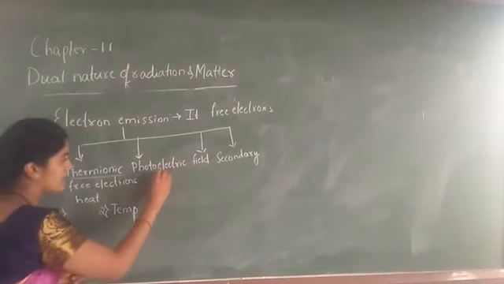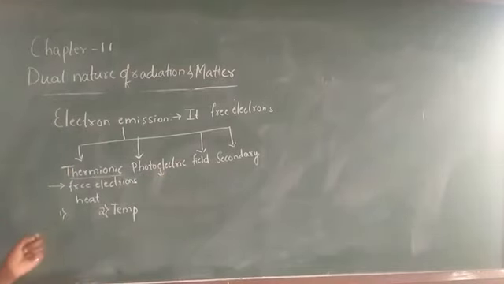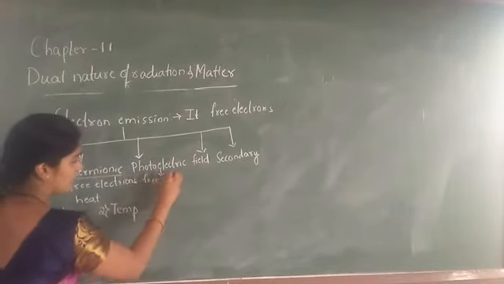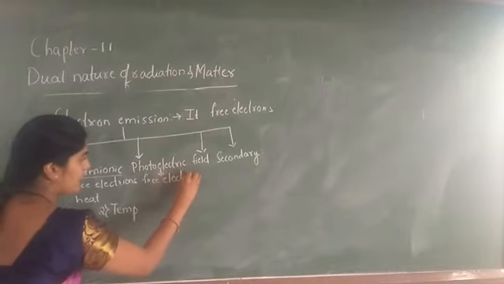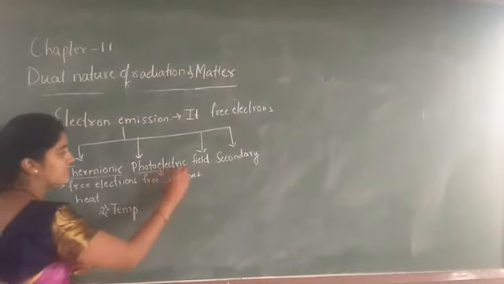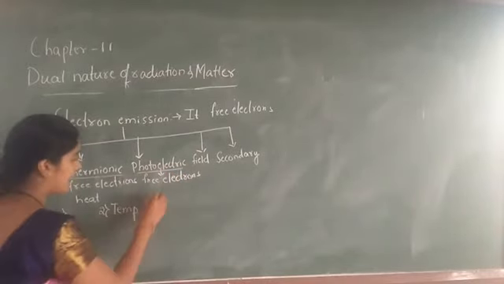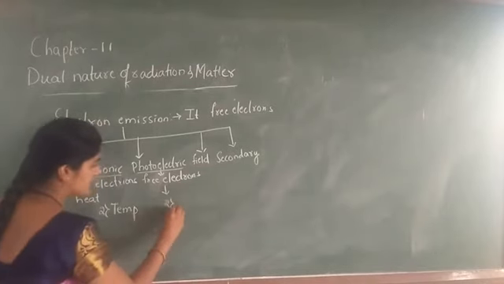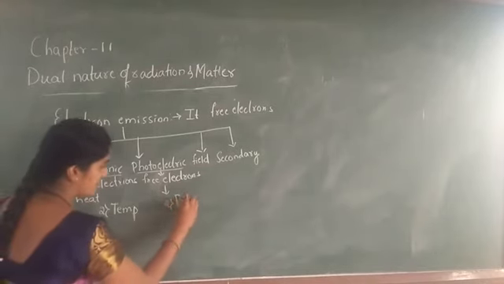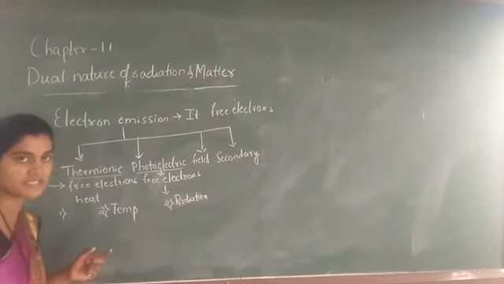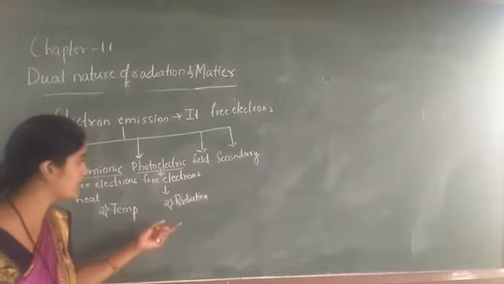Next, photoelectric emission. It is the process of the emission of the free electron when incident radiation is incident on it. This is called the photoelectric emission. Again, it depends upon the nature of the substances and how much radiation we have taken.